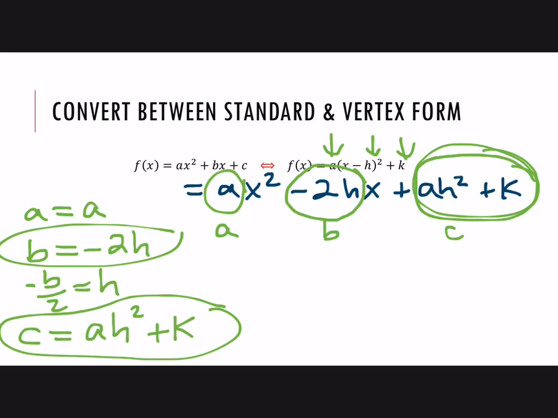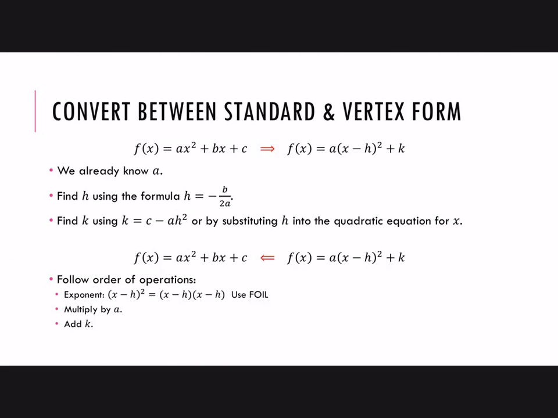Actually, I think I forgot the a in that h formula, and I think it's because back here, when I recopied this after I erased, I forgot to put in an a. So this was minus 2ah. And then there would have been an a here and an a here. Okay, so that's a little better. So we find h using that formula, h equals negative b over 2a.